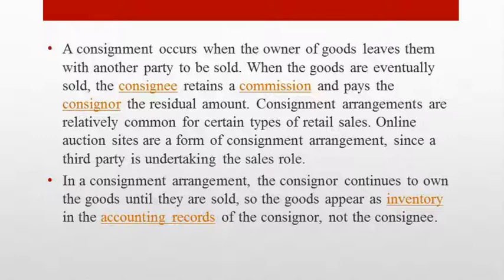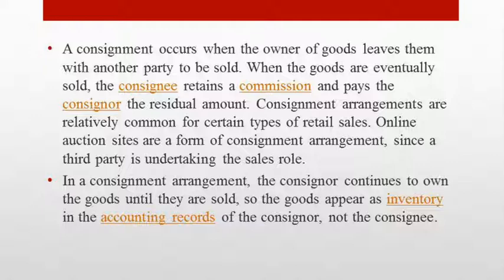Consignment arrangements are relatively common for certain types of retail sales. Online auction sites are a form of consignment arrangement since a third party is undertaking the sales role. In a consignment arrangement, the consigner continues to own the goods until they are sold, so the goods appear as inventory in accounting records of the consigner, not in the consignee. Consigner and consignee are the two persons who play the character role in consignment account.